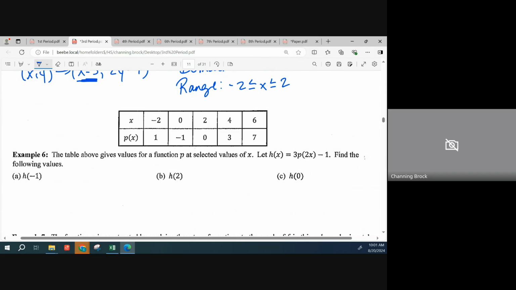What is the original function? P. What is the transform function? H. Okay, so this is the original, and then what we get out when we do the thing to the original, that's the transformation. That's the transform function. So it says find the following values. So it wants me to find h of -1.